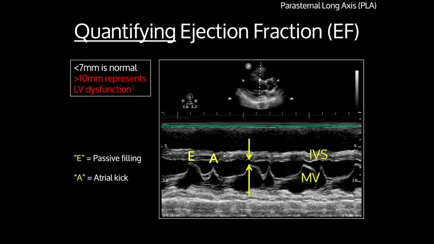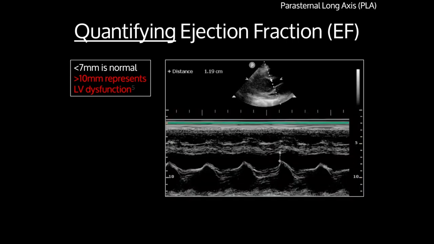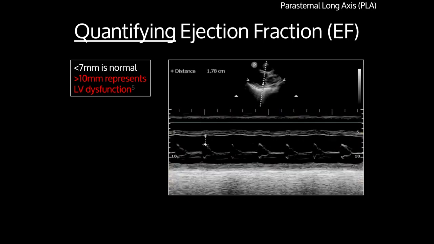A distance of less than 7 millimeters is considered normal, and greater than 10 is considered LV dysfunction or reduced EF. 7 to 10 is sort of a gray area and needs to be taken into context. Notice, this distance is greater than 10 millimeters and is consistent with CHF. This is another example of reduced ejection fraction.